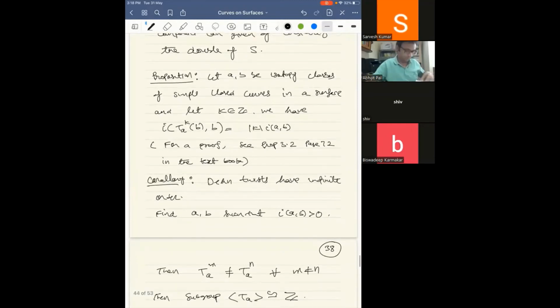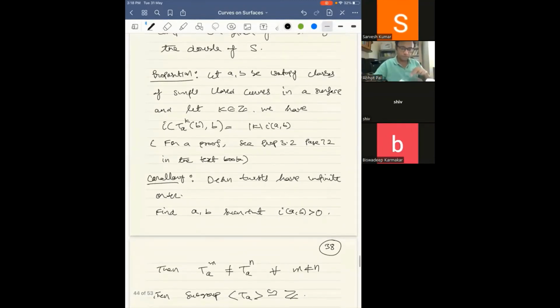So the next thing. This is a proposition from the textbook, and I have skipped the proof of this. So let us look at this as a statement. It will be useful for us. It describes how, if you take powers of Dehn twist and look at the intersection number, how it behaves.